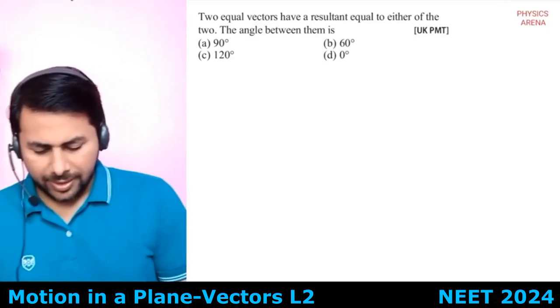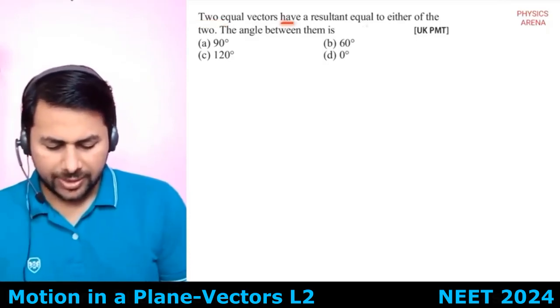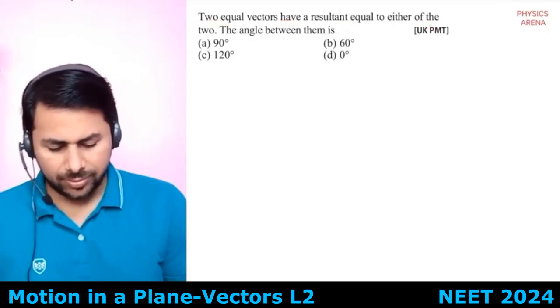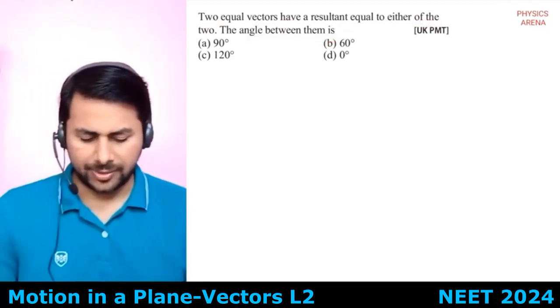All right, let's see the next one. Two equal vectors have a resultant equal to either of the two. The angle between them is.